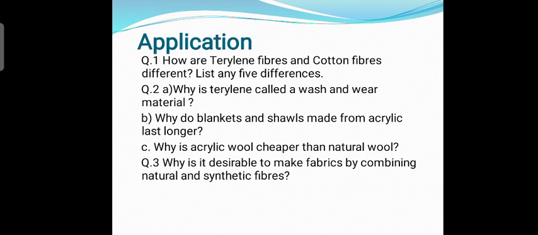Now question number 2, part A. Why is terylene called a wash and wear material? So students, terylene is a fabric which is very easily maintained and it is a maintenance free material. If you wash it, it will be easily cleaned. It doesn't get wrinkles, so you need not iron it again and again. And this is the reason we call it a wash and wear material.